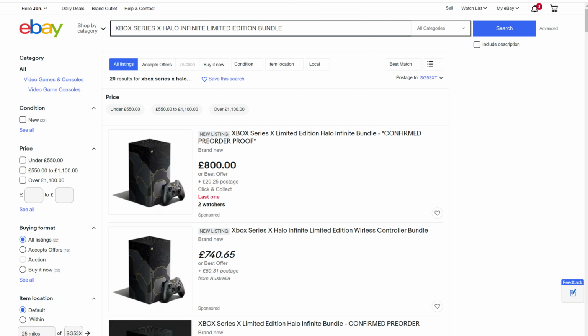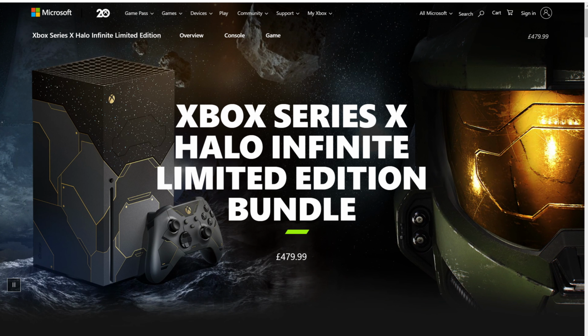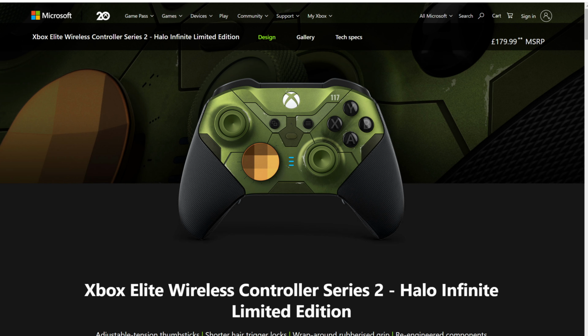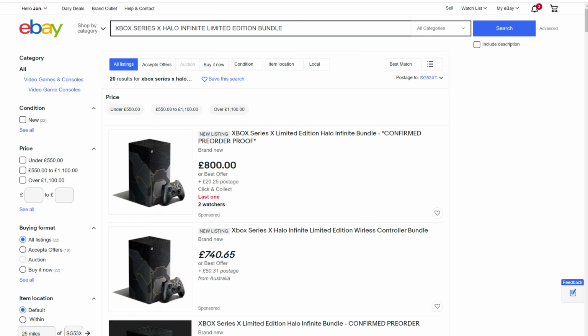Scalpers. And as you can see here, I've got eBay up, and they're in there straight away. They've sold out on the Xbox site and you can't seem to get it anywhere. Same with the controller. When you go into eBay, this is what you see straight away. I'm hoping eBay are going to do what they did with the Steam Deck, the Steam handheld, and delete these, but we'll have to wait and see. As it stands at the moment, these are here.